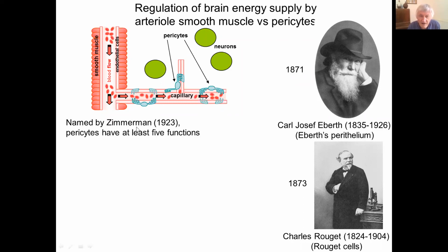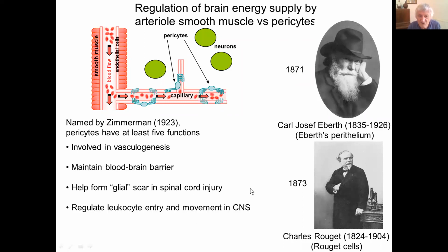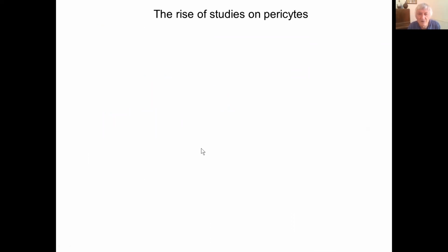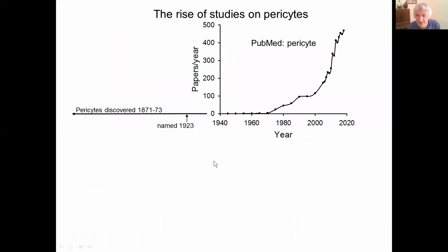In fact, these cells have got 5 different functions at least. They're involved in the formation of blood vessels, they maintain the blood-brain barrier, they help to form the glial scar in spinal cord injury. They regulate immune cell trafficking. And what I'm going to talk about today is that they control capillary diameter. Can you follow what I'm saying, or am I speaking too fast? It's okay? Okay.